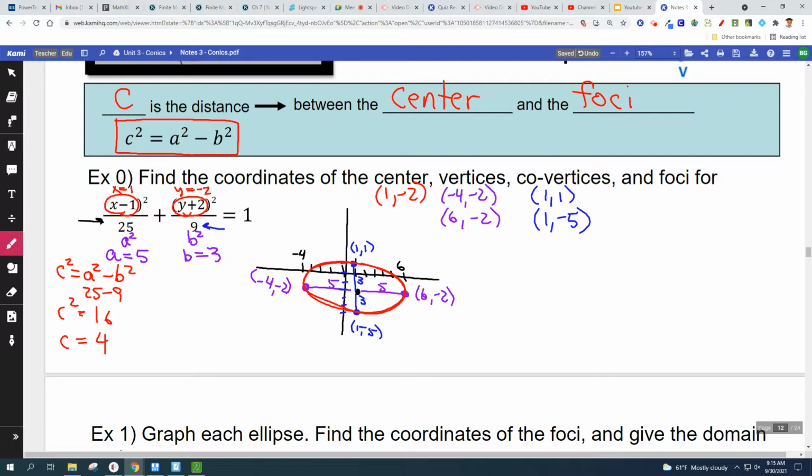So if you go over 1, 2, 3, 4, that's the focus point. And in the other direction, 1, 2, 3, 4, right there. That's the other focus point. Those coordinates would be what? 1, 2, 3, 4, 5, comma, -2. And 1, 2, 3, -3, -2. Right there. That's how everything works. If you understand that, then you understand most of the lesson.